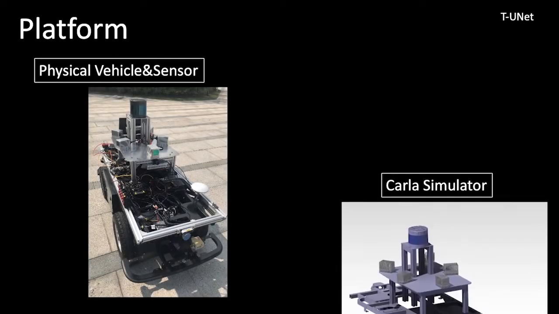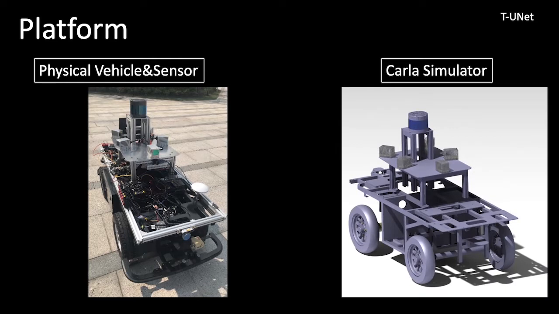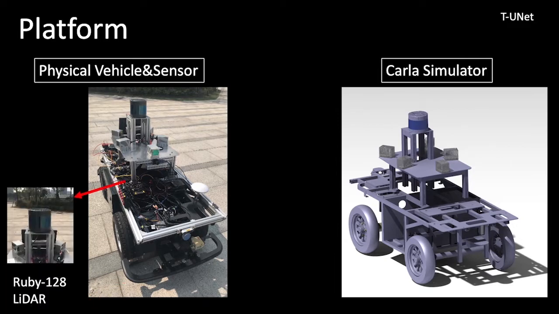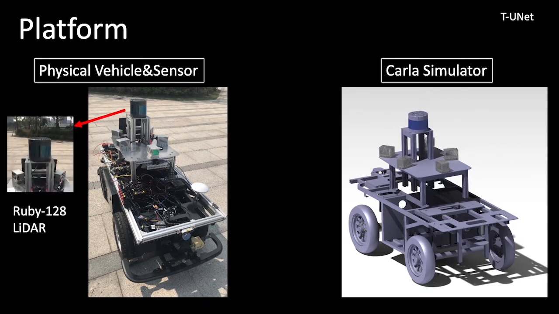Since our model is a supervised neural network, we need datasets for training. There are almost no super-resolution datasets for point clouds, so we build datasets in the real world and the simulation platform. The real-world vehicle is a wire-controlled chassis equipped with a Robosense 128 laser beams LiDAR.